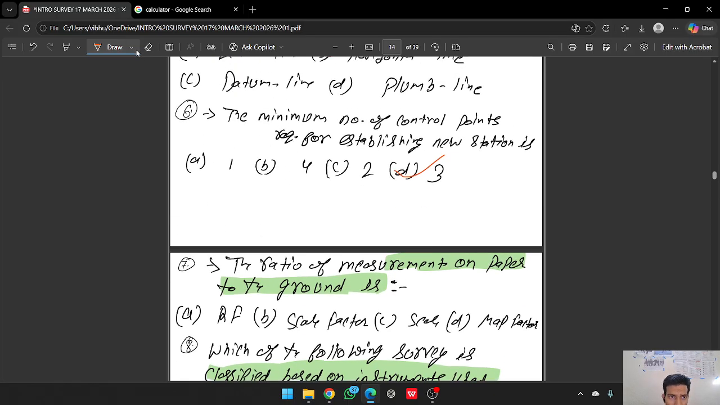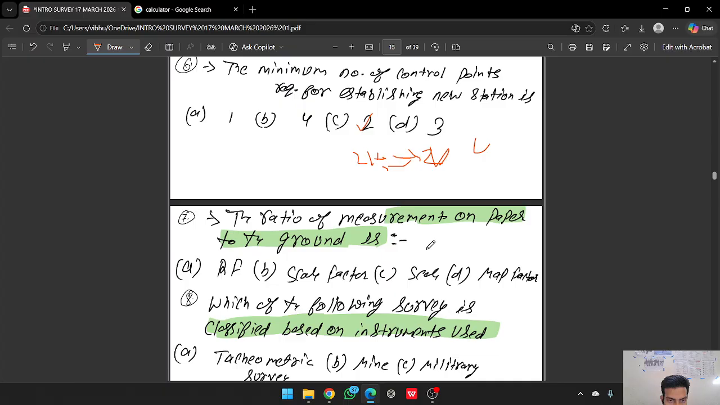Sorry, extremely sorry. Here it will be two, because two horizontal lines are known as chain. If we measure, then we will get the third one. Okay, chain or compass.